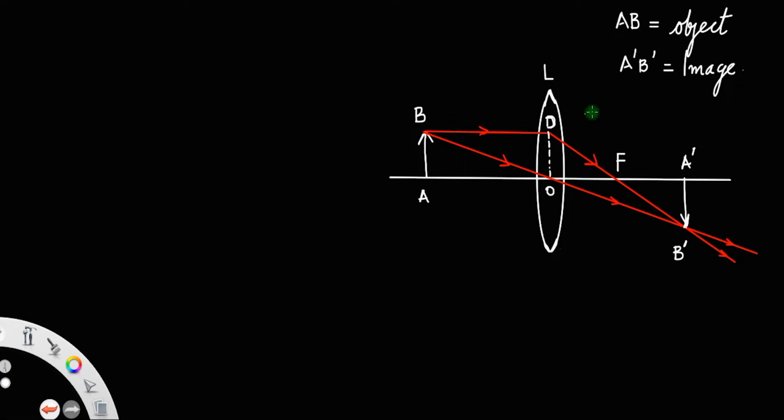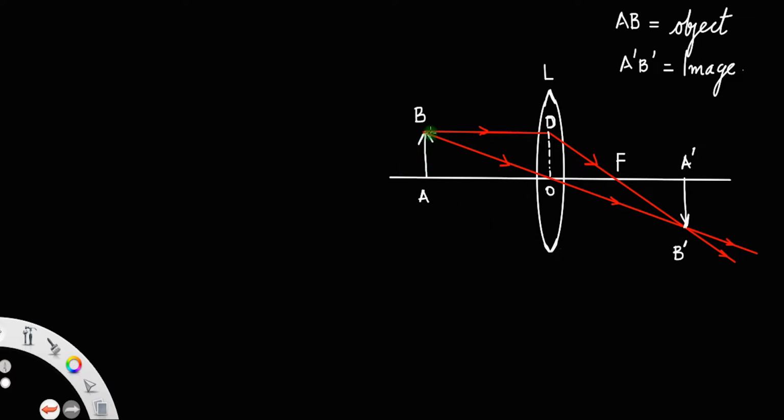Consider a convex lens L as shown here, and A dash represents the principal axis. Let AB be an object placed on the left side of the lens, and A dash B dash be its image.